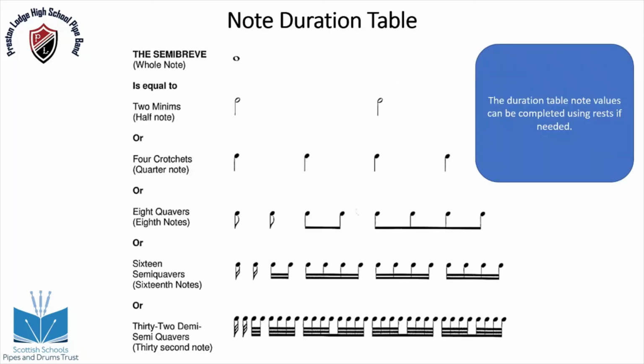And the duration table, as you can see here, can be completed using rests. I've not done it here, but you could easily have the semi-breve rest, the minim rest, the crotchet, quaver, semi-quaver and demi-semi rests. You could use the rests. And all a rest is, is a period of silence in music. So as drummers, we know what a rest is. We play rests all the time. So when we do a rest, we just stop playing and it's nice and quiet.